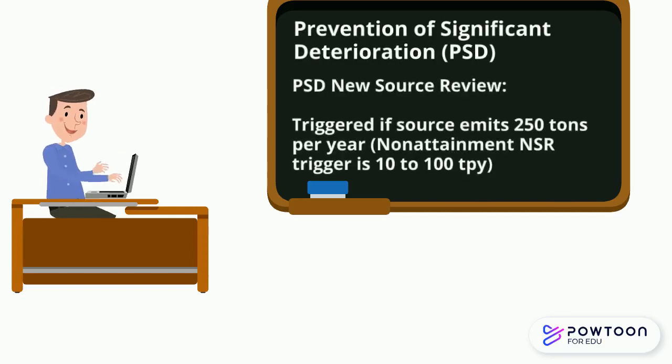PSD NSR also applies to new or modified sources, but is triggered if the source emits 250 tons per year of a regulated pollutant. These are significantly higher, or less strict, than non-attainment NSR thresholds, which range from 10 to 100 tons per year.